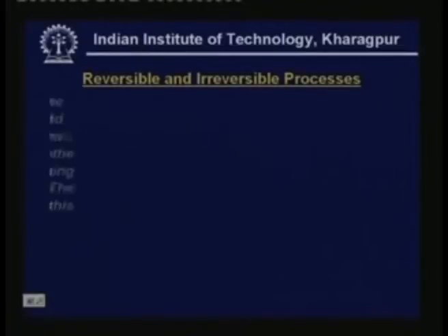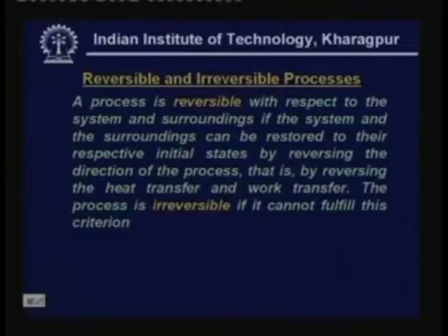So, let us now define reversible and irreversible processes. A process is said to be reversible with respect to the system and surroundings if the system and the surroundings can be restored to their respective initial states by reversing the direction of the process. That means by reversing the heat transfer and work transfer. The process is irreversible if it cannot fulfill this criterion.